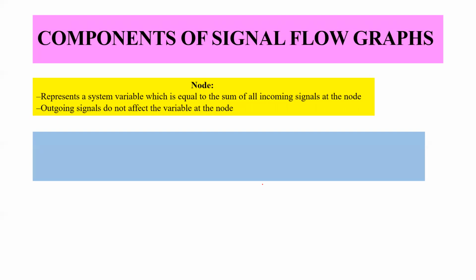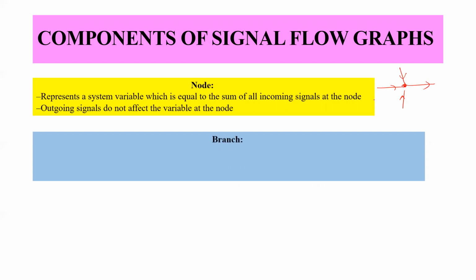What is a node? Node is a point in signal flow graph where some signals are being added, and some signals are going out of that particular node, right? So it may be a point like this, which will have certain signals coming to it, and some signals are leaving this particular node, right?